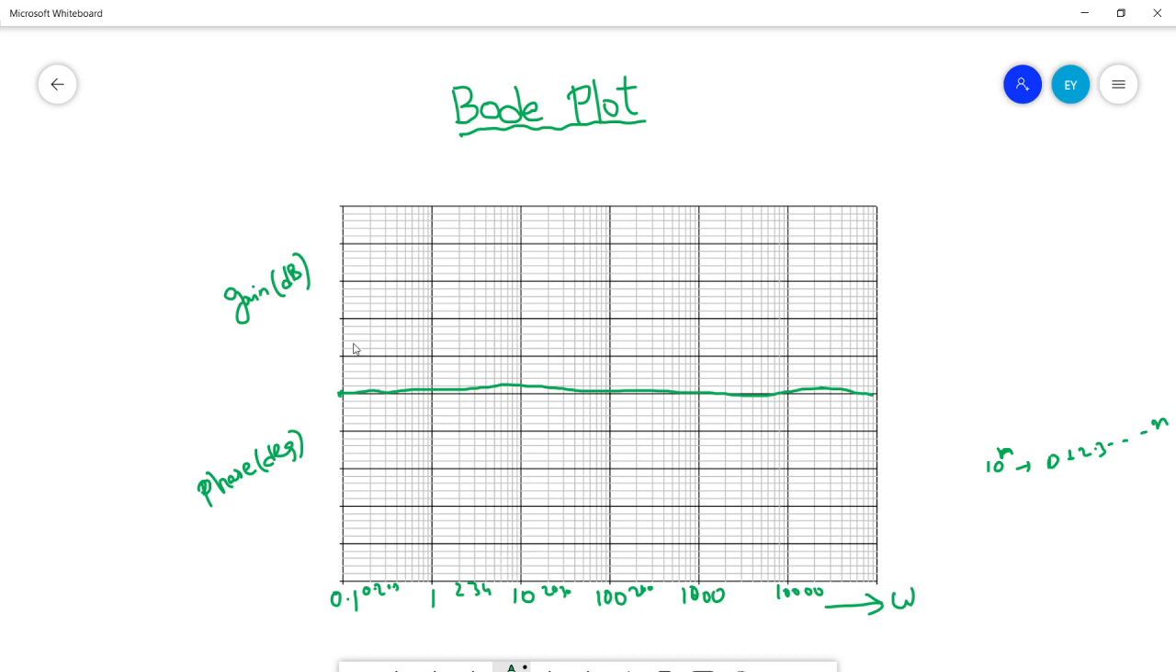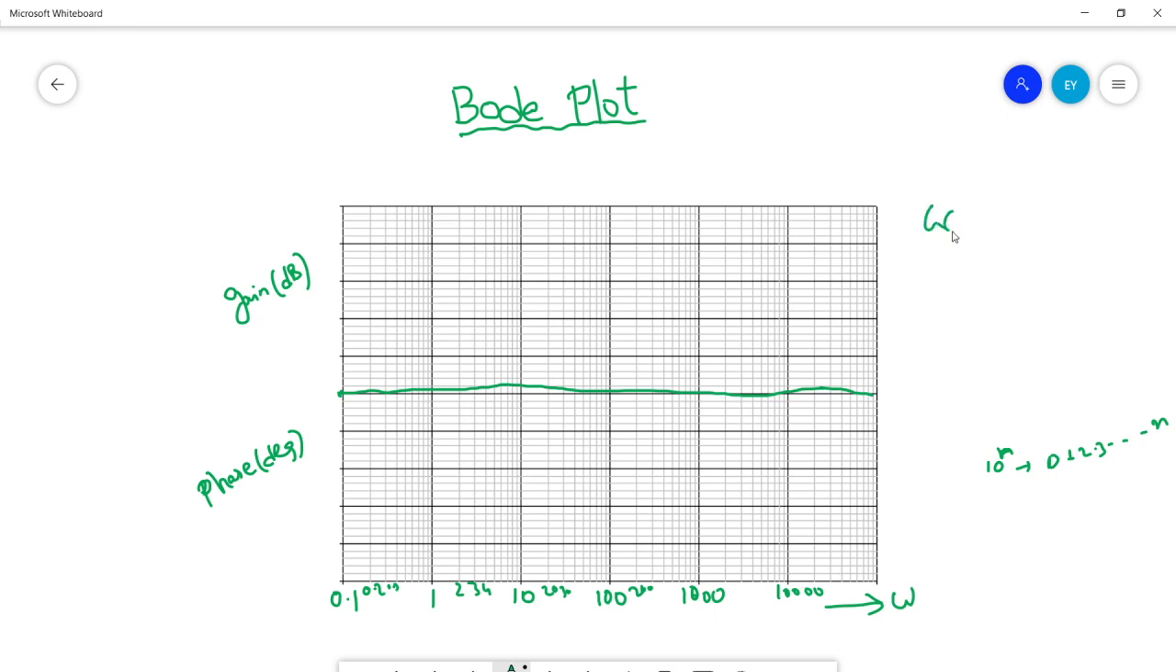When it comes to the gain plot, as we discussed in the previous class, there are certain steps to be followed when plotting a Bode plot. The first step is to write the transfer function in standard form. So what is the standard form?